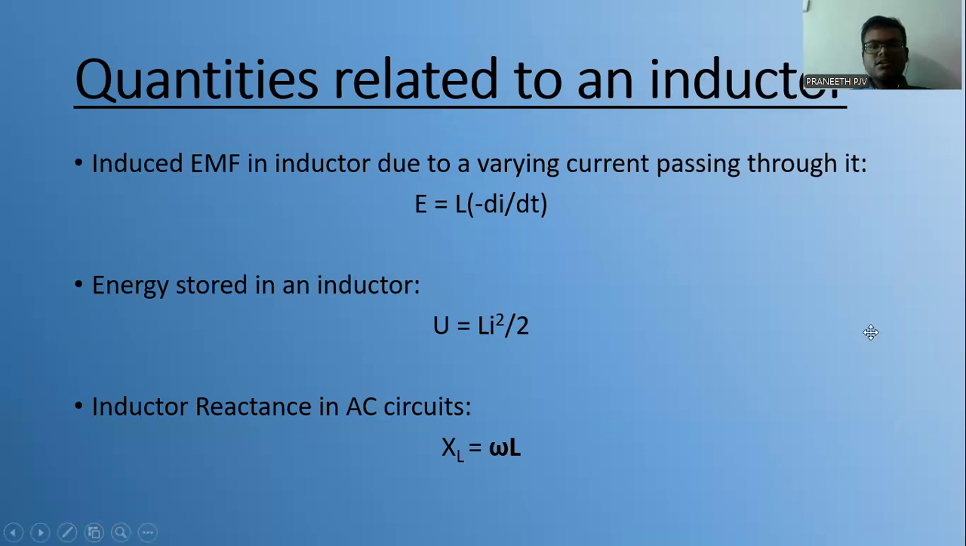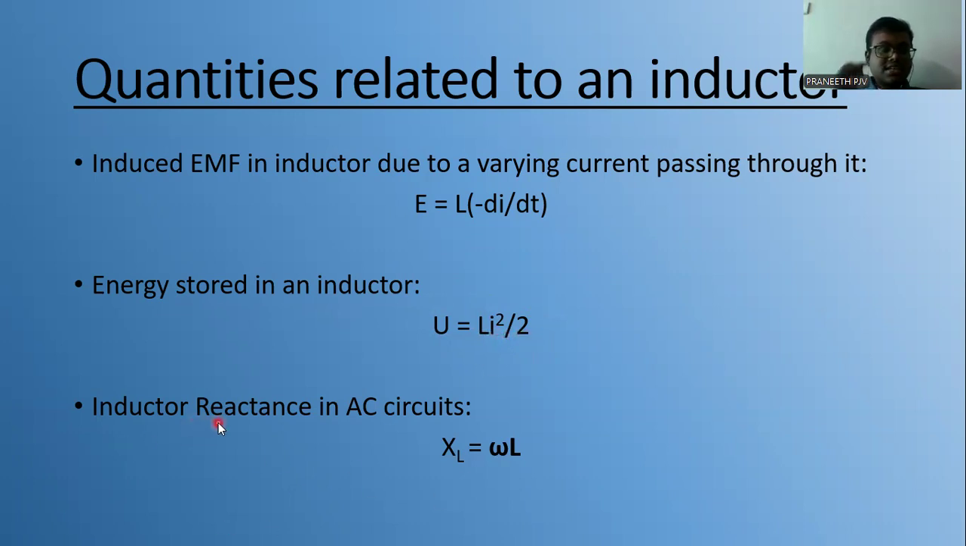And there are a few more related quantities for an inductor. The induced EMF due to a varying current passing through it is similar to what we have seen in Faraday's law. The induced EMF is given by L times minus di by dt. The minus just represents that the induced EMF is opposite to the direction of the original current. And we already talked about the energy being stored as a magnetic field in the inductor. This energy U is given by L I squared by 2, where L is the inductance and I is the current passing through the inductor.